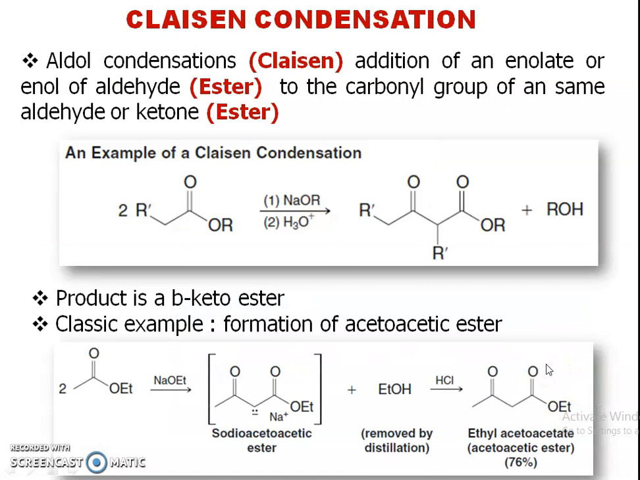So next step, Claisen condensation. It is exactly similar to aldol condensation, the only difference is that instead of an aldehyde you are using an ester. So it is an addition of an enolate of an ester to the carbonyl of the same ester. Two esters condense in the presence of base to give a beta keto ester. A classic example for the Claisen condensation is the ethyl acetate condensation in the presence of base, and finally you get ethyl acetoacetate or acetoacetic ester, this one.